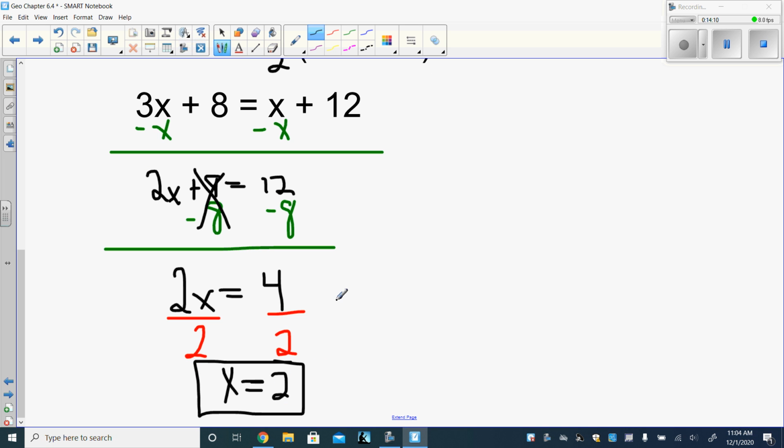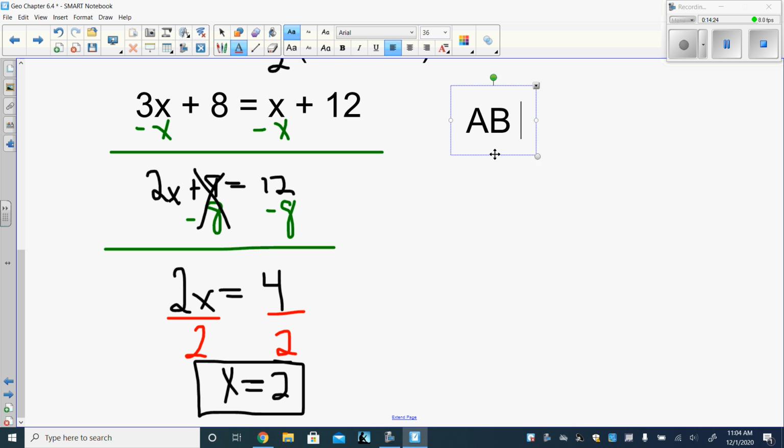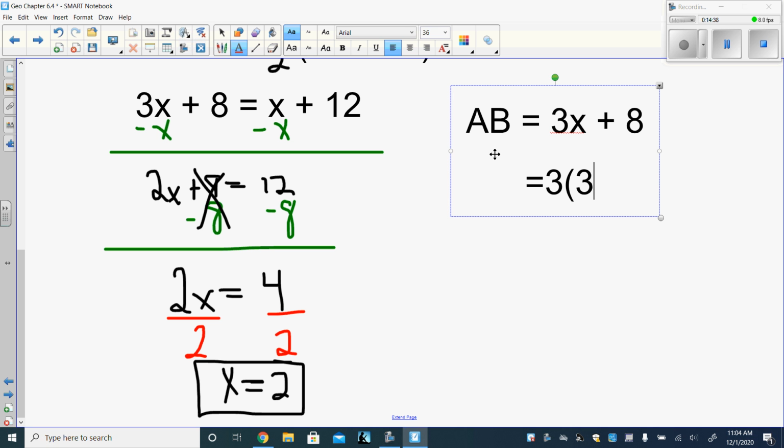We found the value of x. Now all we need to do next, the last thing we need to do, is plug it back in to find AB, the length of AB. Now it told us that AB is equal to 3x plus 8. So if I want to find this, I just need to plug in 2 into x. So we'd have 3 times 2 plus 8.